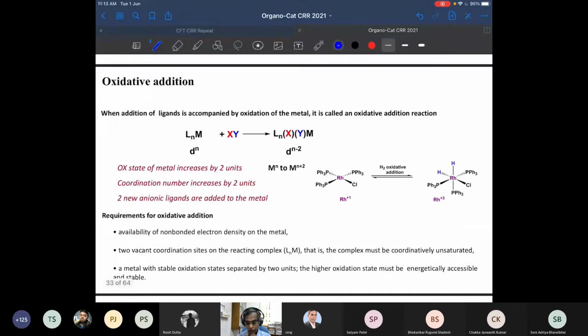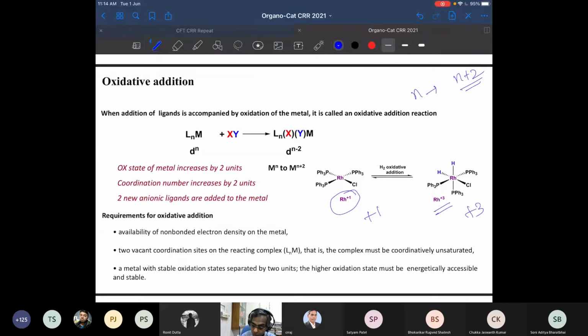Now, oxidative addition. You can read through it and let me explain. Whenever there is a metal center in the catalyst, during the oxidative addition, the oxidation state of the metal center increases by 2 units, that is, n goes to n plus 2. For example, I have shown rhodium plus 1 as the initial oxidation state. During the oxidative addition, it goes to the plus 3 oxidation state, plus 1 to plus 3.